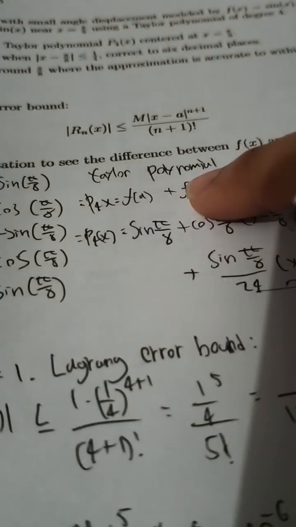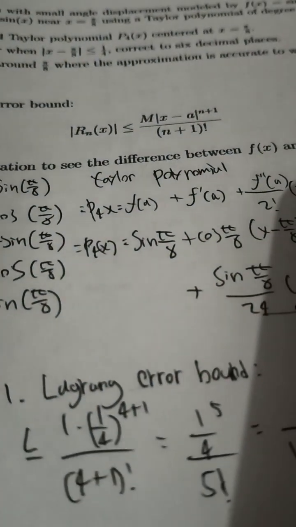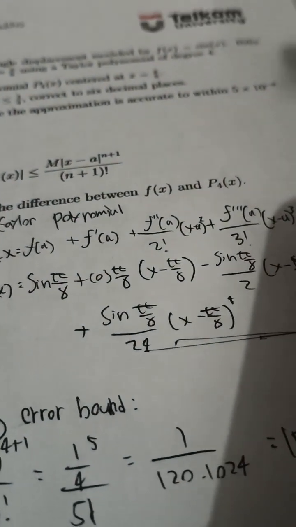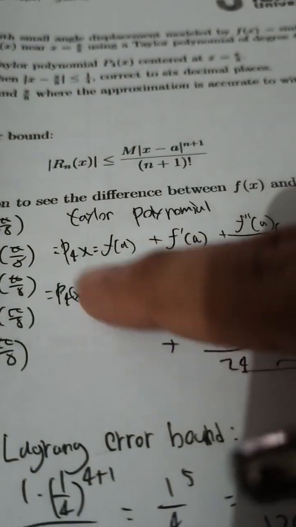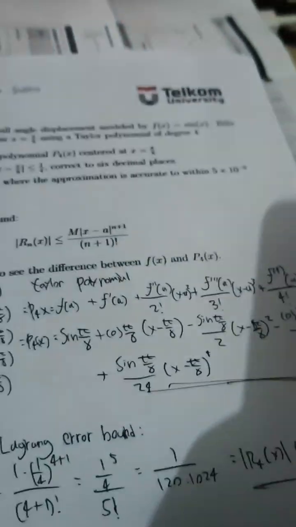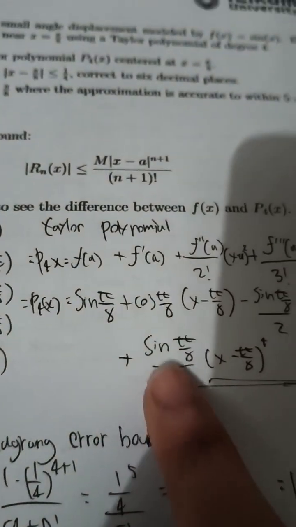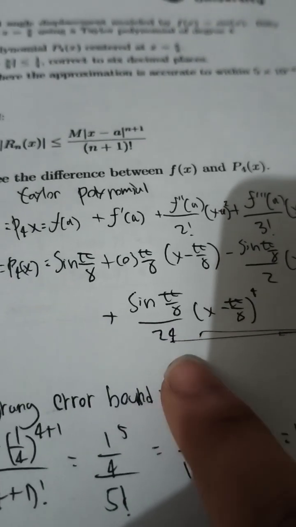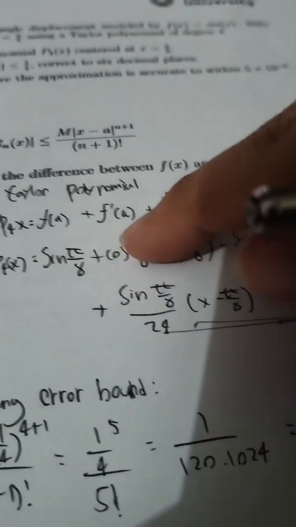Right, and then we put it in the Taylor polynomial formula. It depends on the question, but you get the idea. P4, so it's only up to the fourth-degree term. Too long, so I'm just going to say the answer: sin(pi over 8) plus cos(pi over 8) times (x minus pi over 8), and so on. Yeah, that's A.